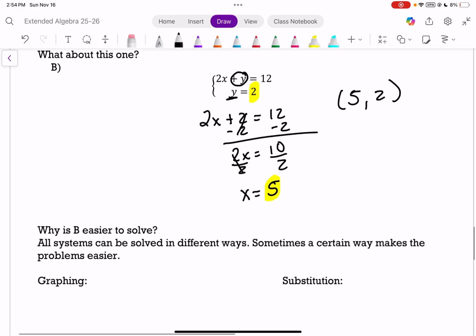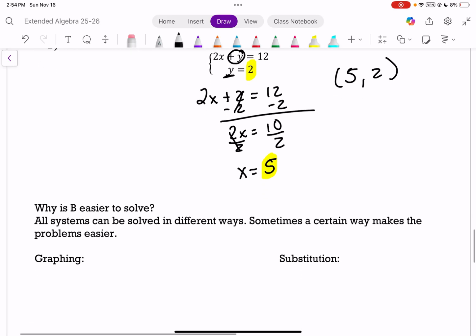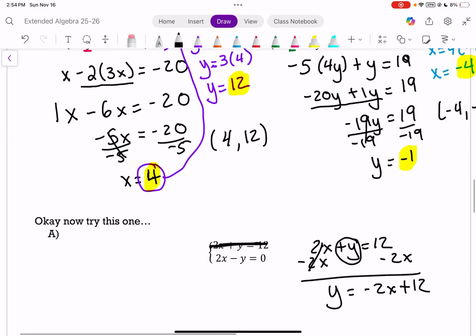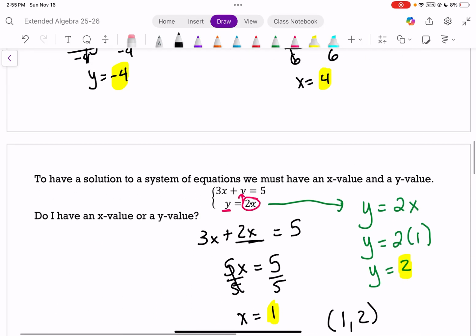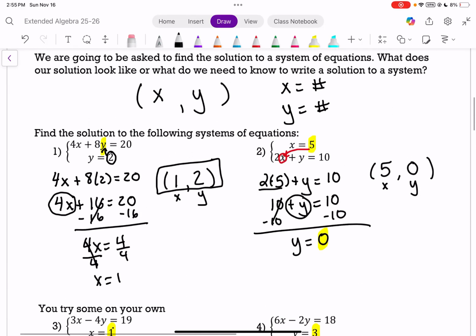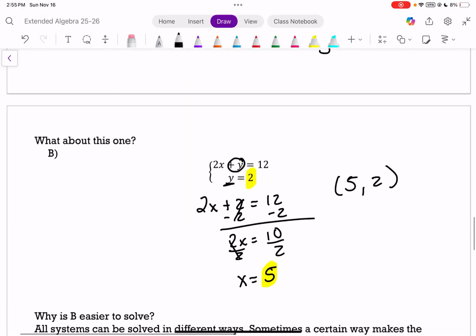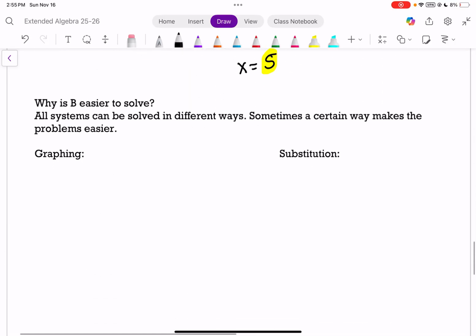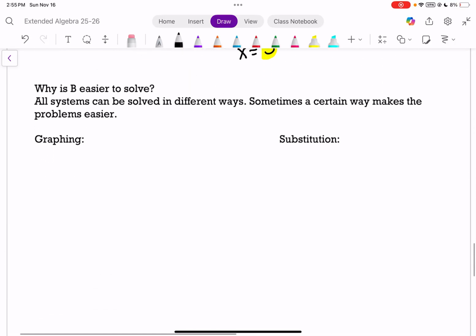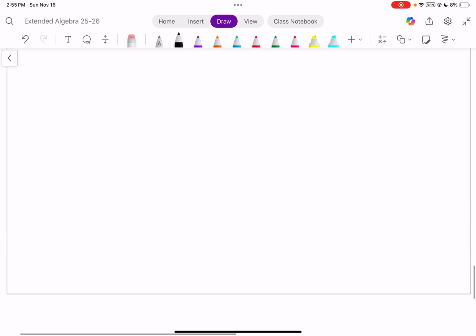Okay, so all systems can be solved in different ways. So we've already talked about graphing. Technically, every single one of these we could have graphed and found the point where they all intersect. Some are easier to graph than others. Some are easier to use substitution than others. And so I want to point out kind of what to use when.